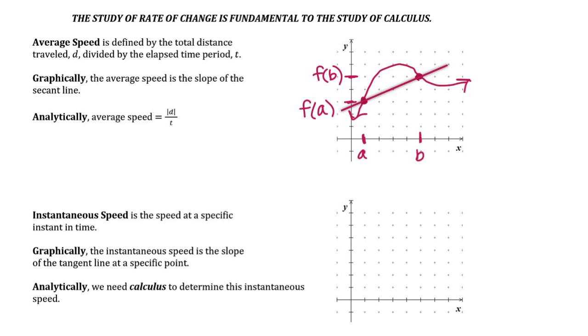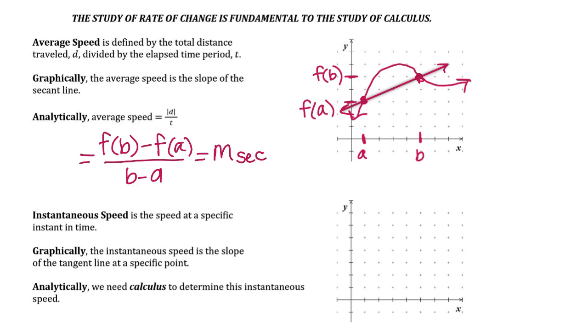Now what's happening here graphically, if I wanted to know the average rate of change from a to b, then I'm going to have f at b minus f at a over b minus a. And that is going to actually be the slope of this secant line. It's the slope of your secant line. That's your average rate of change over a time period. Now, when we talk about average rate of change, a lot of times we call that AROC.